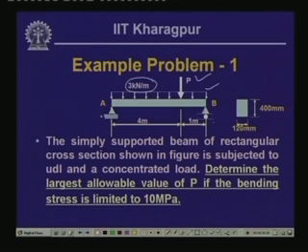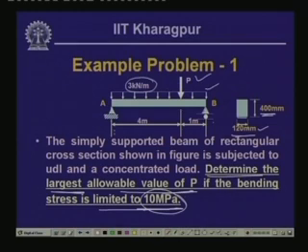Now, in fact, this particular example was given to you last time, and I hope that you have done it. Let us look into how do we solve this particular problem. What we need to do is that we will have to determine the largest allowable value of P if the bending stress is limited to 10 MPa, and here the cross section of the beam is a rectangular one having width 120 millimeter and depth as 400 millimeter.